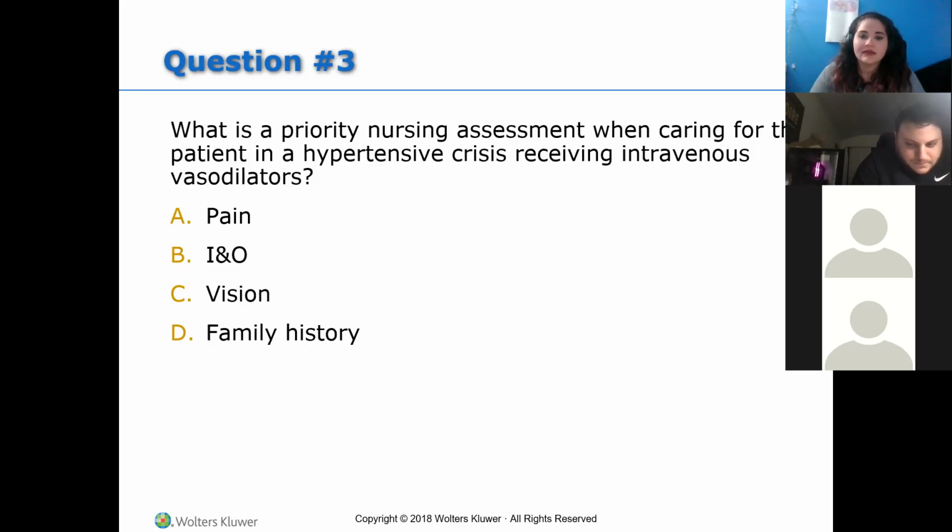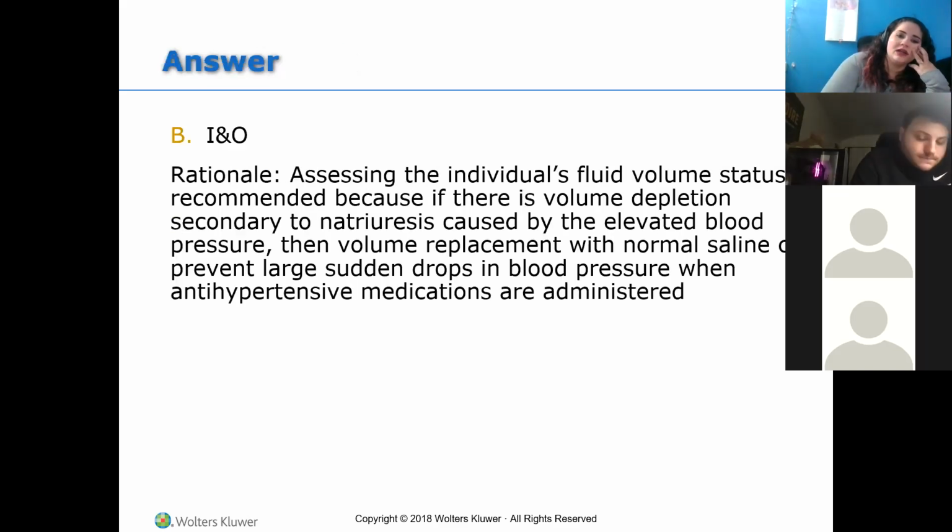When you're doing a hypertensive crisis and you're doing intravenous vasodilators, we need to monitor the ins and outs. You have to assess the individual's fluid volume status, because if there is a volume depletion secondary to natriuresis caused by the elevated blood pressure, then volume replacement with normal saline can prevent large sudden drops in blood pressure when antihypertensive medications are administered. So it's just extra fluid loss. Ins and outs are important when you're dealing with hypertension and the heart in general.